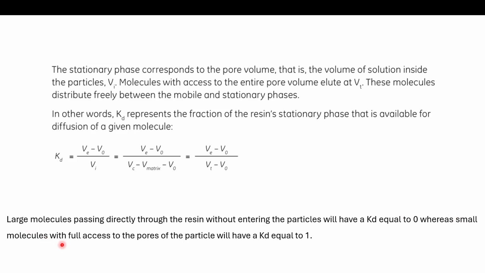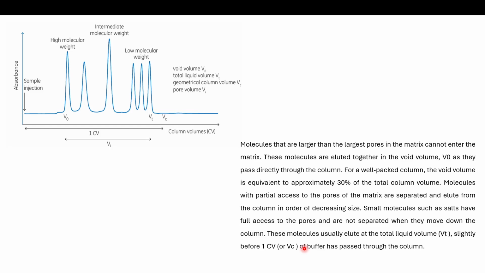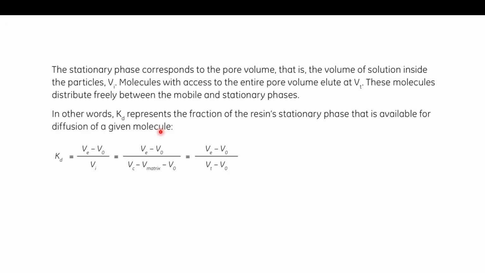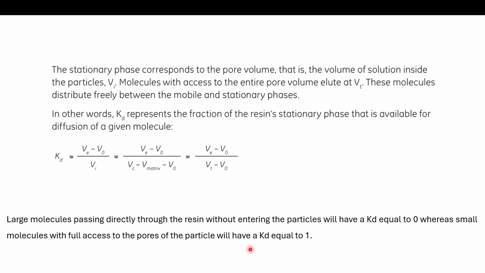Whereas small molecules having full access to the pores of the resin or the matrix will have Kd equal to 1. Suppose for the salts that we were talking about, which were eluting just before the one column volume of the matrix, for the salts, the Kd will be nearly equal to 1, because they are passing through all the pores of the matrix and then eluting out of the column. So there will be proper partition and distribution of those smaller molecules in the sample mixture.